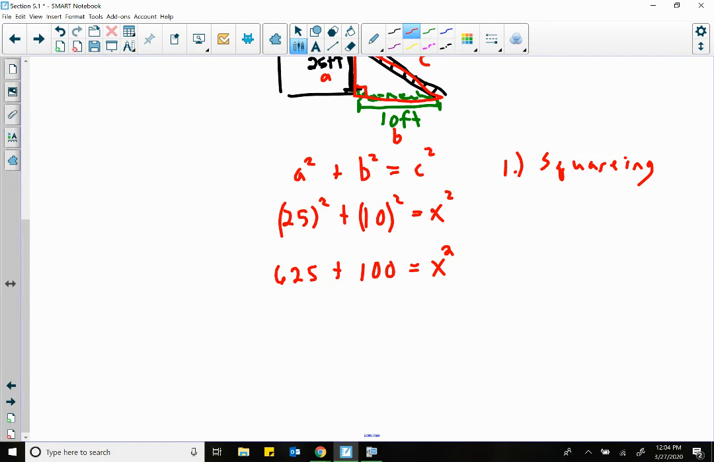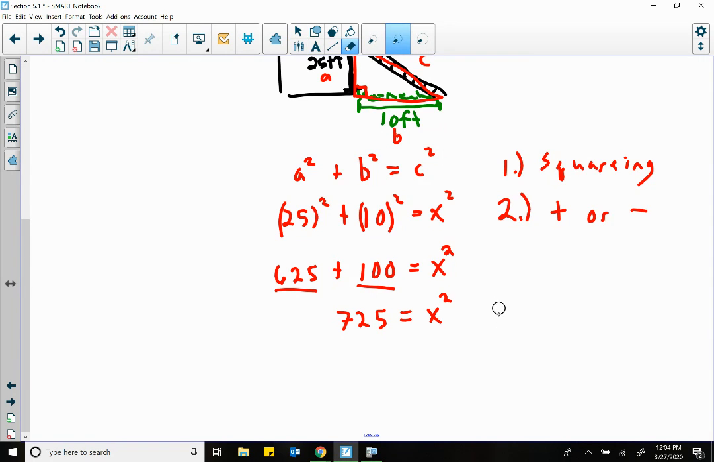Second step, you're going to combine like terms, or in other words, it's going to be addition, but it could be a subtraction step. If we knew what the hypotenuse was and we knew a leg, we'd have to take this value and subtract it over to the other side. So your second step is either adding or subtracting. It's one or the other. You're not doing both. So all we're going to do in this one is add because it's like terms. So 625 plus 100 is 725 equal to X squared.